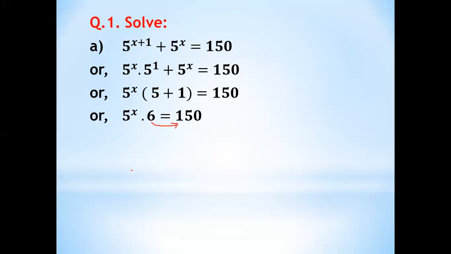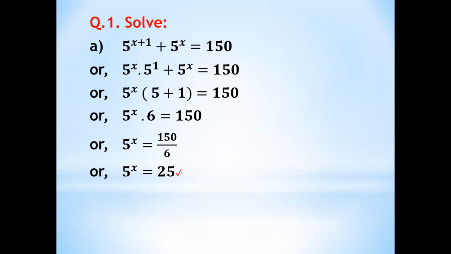That means 150 will be divided by 6. That's right. So 150 has been divided by 6. So the division of 150 by 6 will be 25. So now as we are clear that this 25 can be easily written in terms of base 5, isn't it?